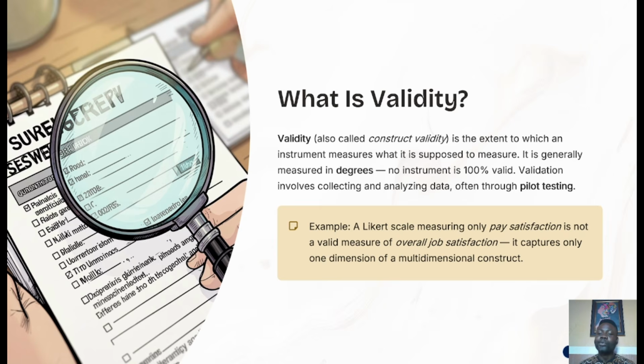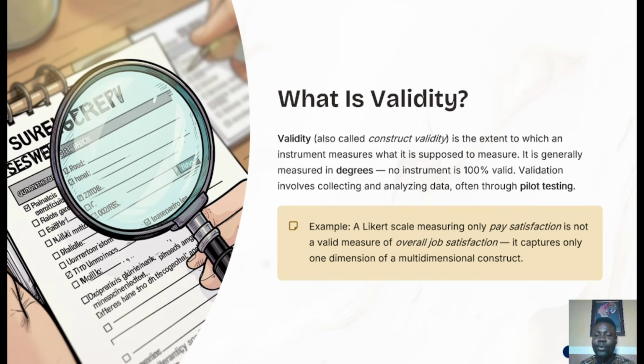Validation involves collecting and analyzing data through pilot testing. For example, when we want to measure pay satisfaction, and we are looking at it as a dimension of overall job satisfaction, what we must measure is the overall job satisfaction, because pay satisfaction captures only one dimension of a multi-dimensional construct.